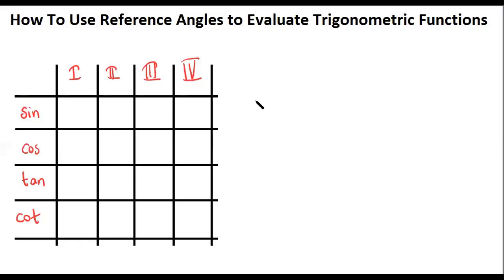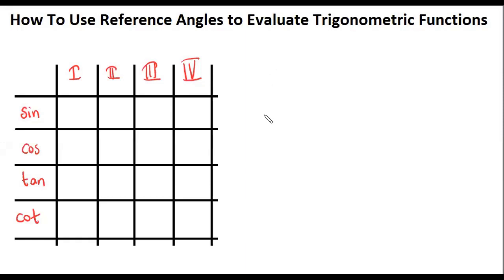All right, again, today's topic is going to be how to use reference angles to evaluate trigonometric functions. We are going to learn how to find the reference angle, and then we will find the trigonometric functions of non-acute angles, like sine of 140 degrees, cosine of 310 degrees, okay? We will do those kinds of examples.